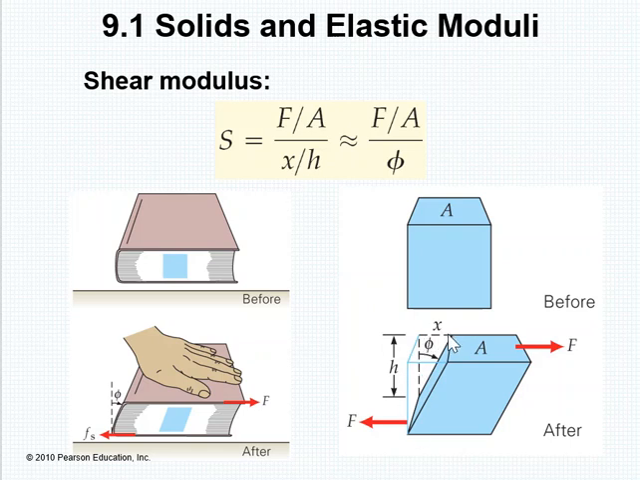X is how far the applied force caused it to shear, how far it caused the top part of this to slide over while the bottom did not. So you're changing the form of this.